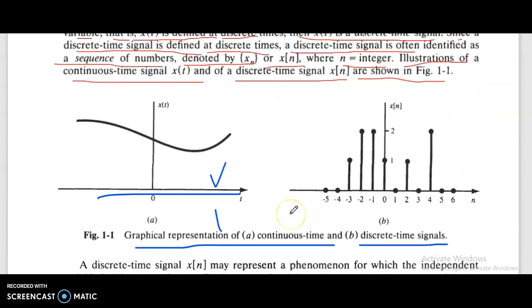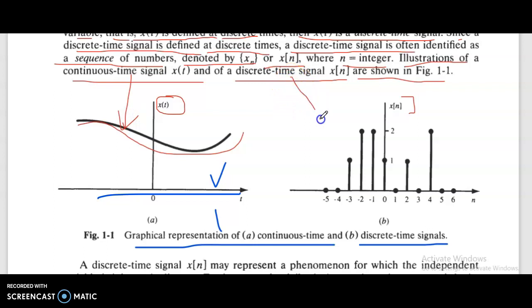Here x of t is written with round brackets, and here square brackets are used in discrete time. Here the x-axis is time. Here x of t is the continuous time signal. This is the continuous time signal.